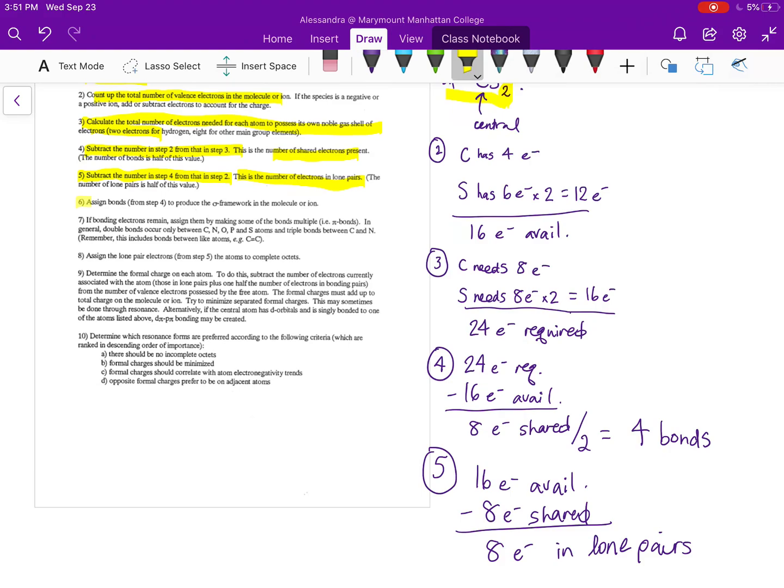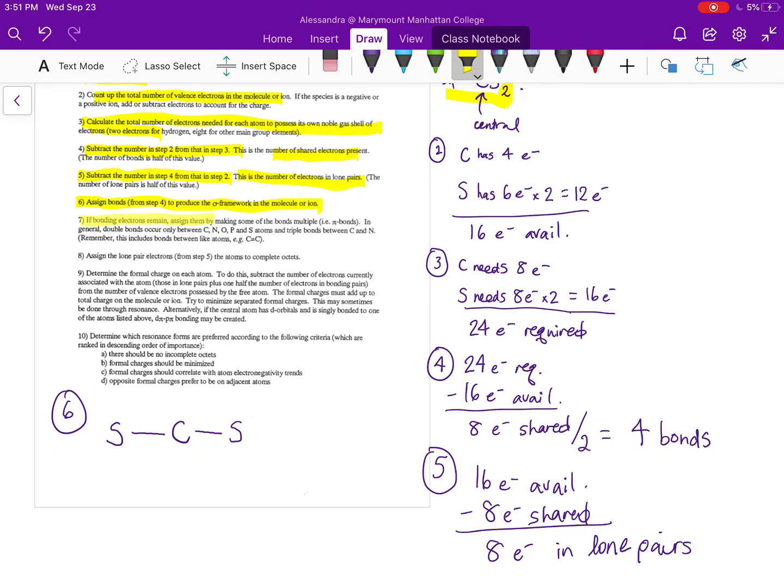All right, so now I can go to step 6 and draw the sigma framework of this molecule. The sigma framework is just the single bonds. And I know I have CS2. So C, I said, is going to be the central atom. So I'm going to draw the S's around it. And I know that I have 4 bonds. So here I'm going to draw the sigma framework, which is just the 2 single bonds.